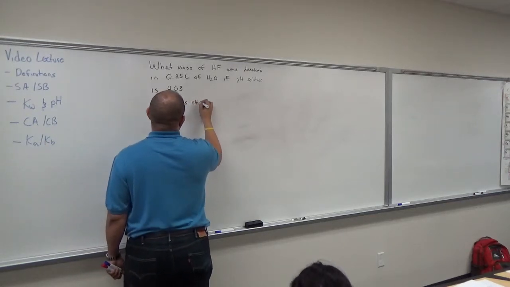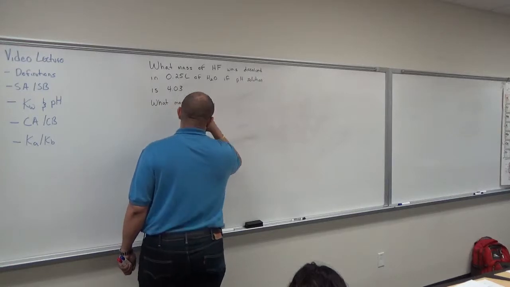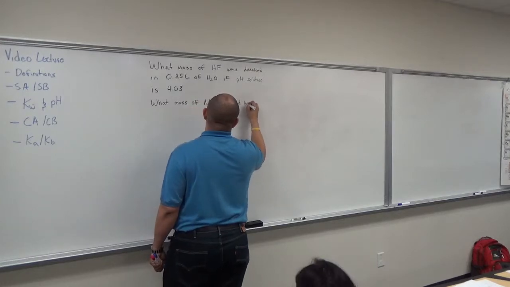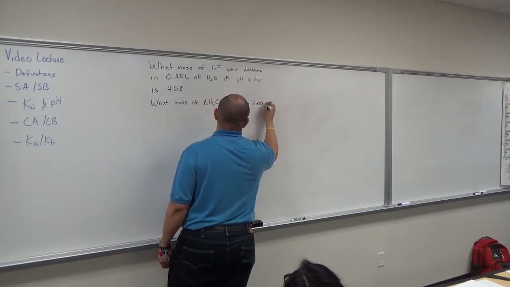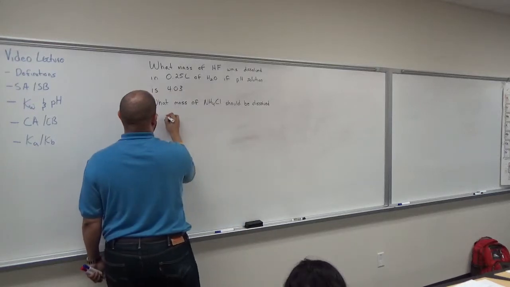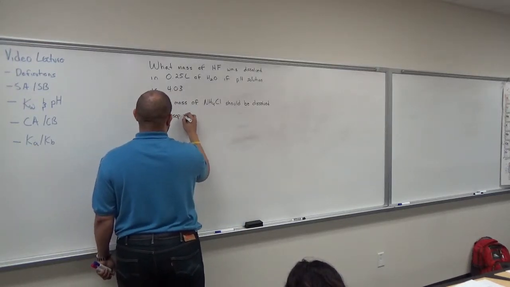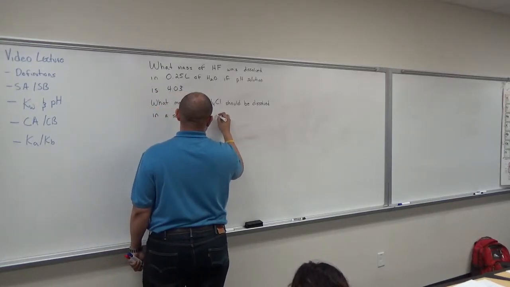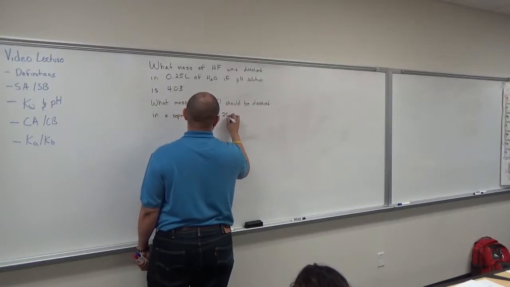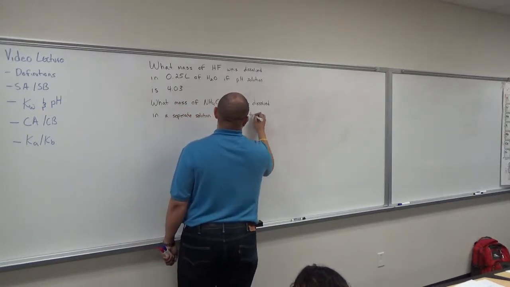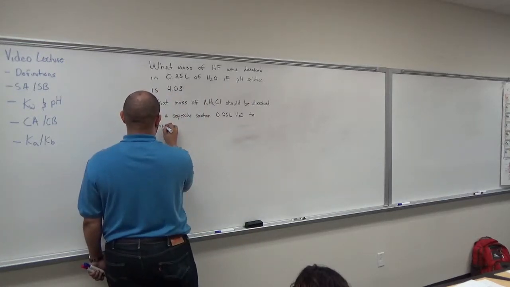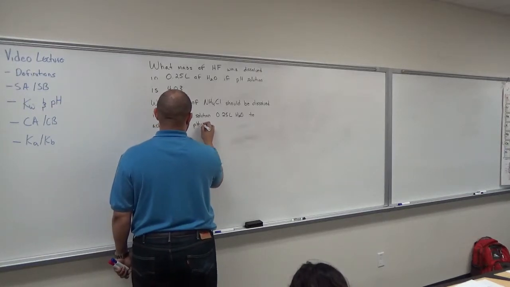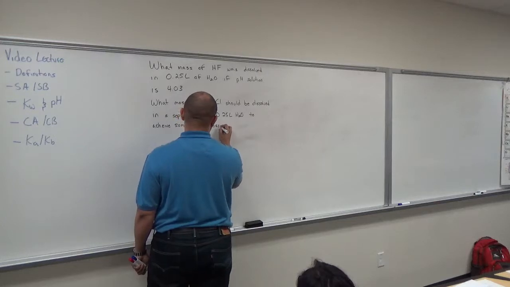What mass of ammonium chloride should be dissolved in a separate solution of 0.25 liters of water to achieve the same pH? Possible?